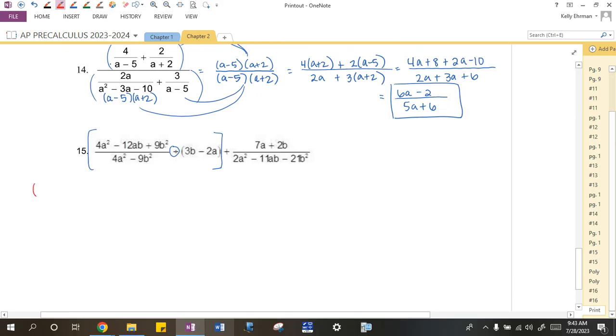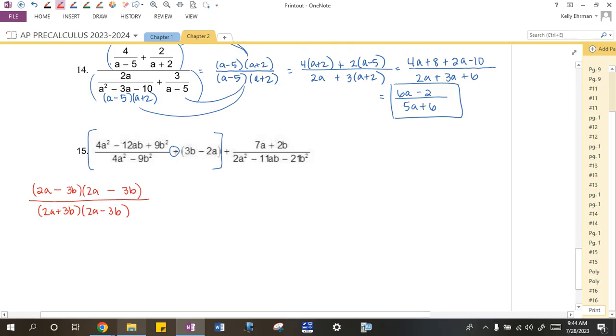4a squared and 9b squared to get 12ab in the middle. I'm going to guess it's 2a and 2a, and then probably 3b and 3b. Let's double check the math on that. Yeah, 6 and 6, and they both need to be minus to give me the minus 12ab. The bottom part is a difference of squares: 2a plus 3b, 2a minus 3b.